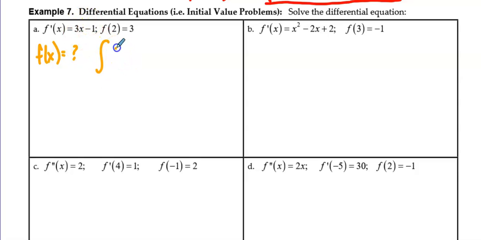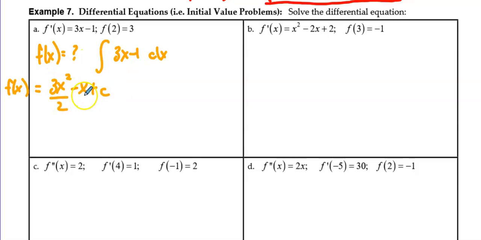So the first thing we're going to do is integrate our function like we've been doing before. We're going to integrate 3x minus 1 dx. And so when we get this, we're going to do 3x to the second all over 2, and then we're going to integrate negative 1, which is negative x plus c. So this right here is equal to f of x.